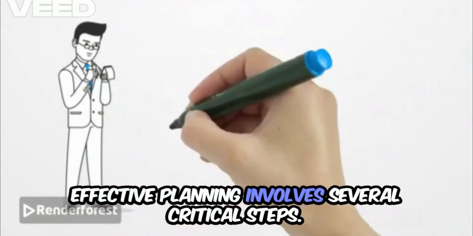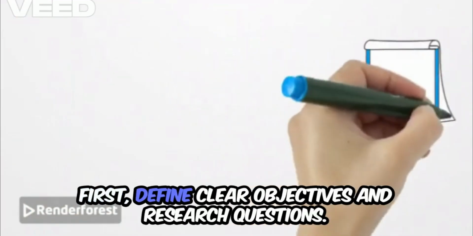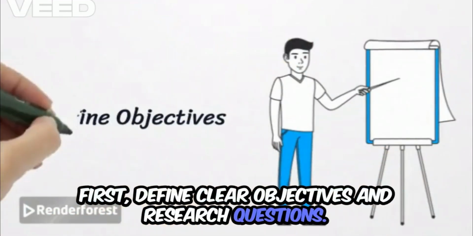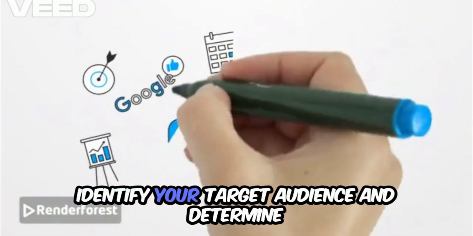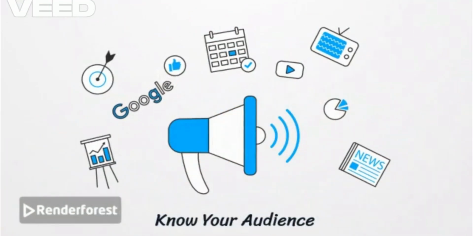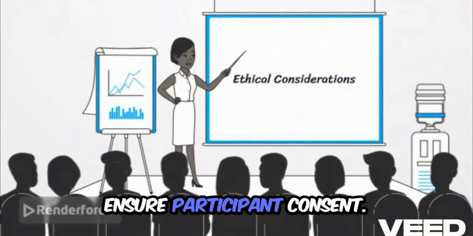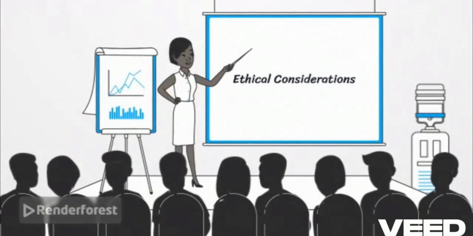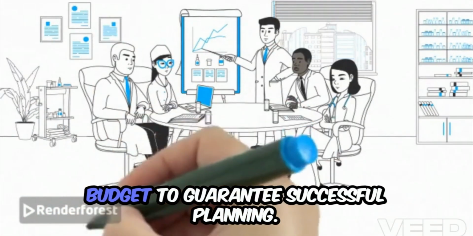Effective planning involves several critical steps. First, define clear objectives and research questions. Identify your target audience and determine the most suitable research methods. Consider ethical implications and ensure participant consent. Lastly, establish a realistic timeline and budget.